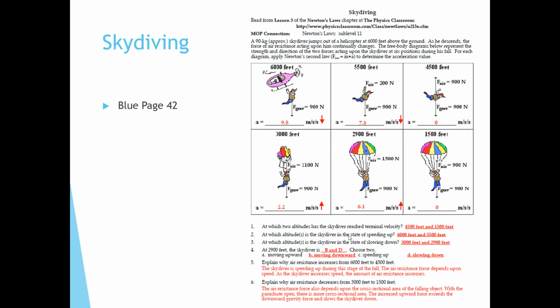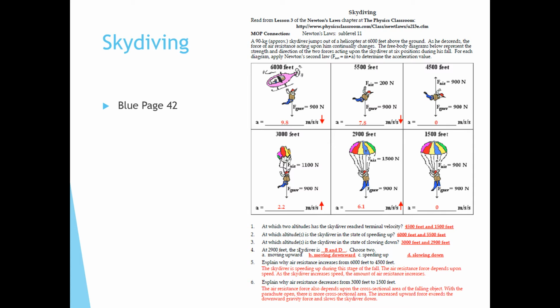At which altitude is the skydiver in the state of speeding up? When his acceleration is downwards and he's falling down, that's when he's speeding up. So that would be 6,000 feet and 5,500 feet. Number 3, at which altitudes is the skydiver in the state of slowing down? This is when the acceleration is in the opposite direction of motion. So that would be 3,000 feet and 2,900 feet.